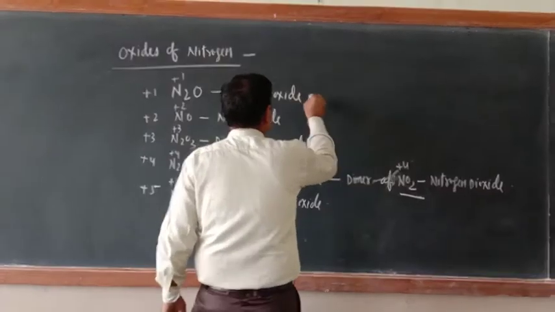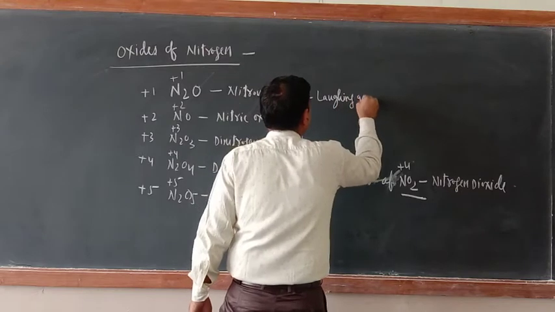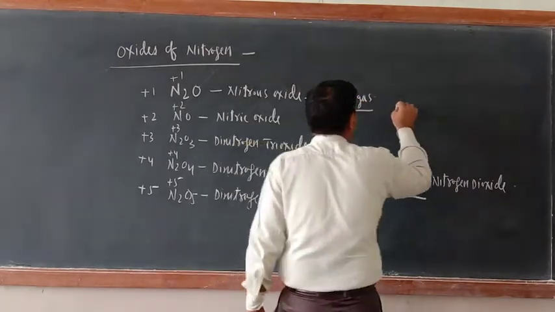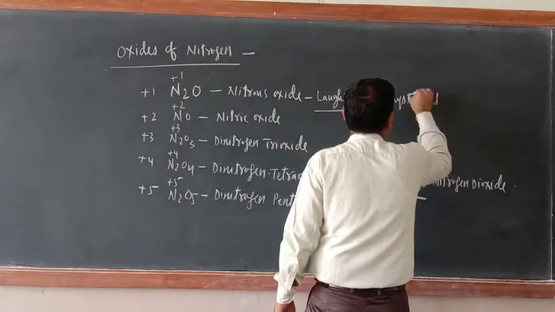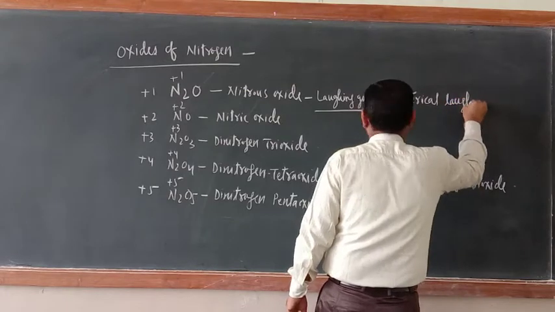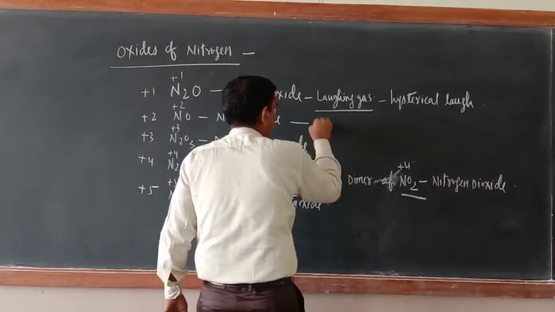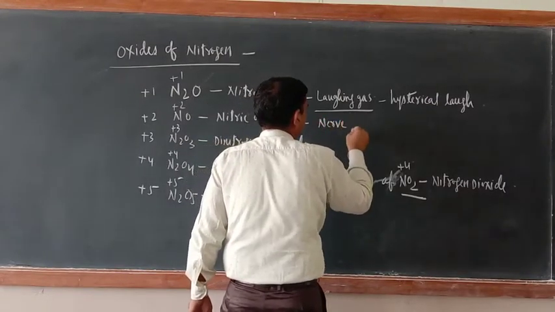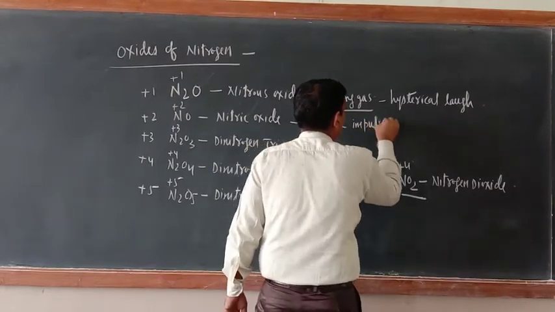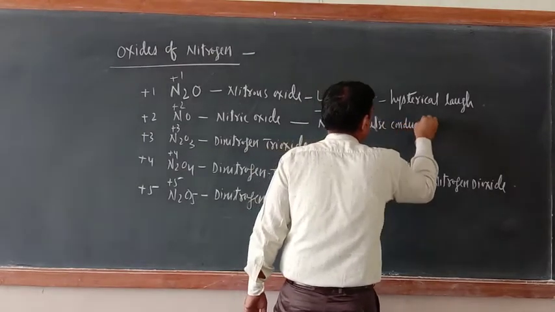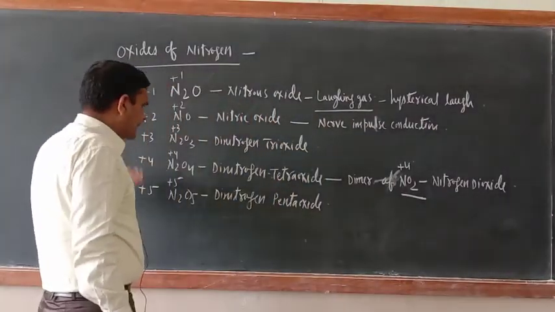This nitrous oxide, this is laughing gas. What is this? Laughing gas. If you inhale this, then you will get a hysterical laugh. Okay. Next one is NO, nitric oxide. This helps in the nerve impulse conduction. Nerve impulse conduction. Okay. So these are the oxides.